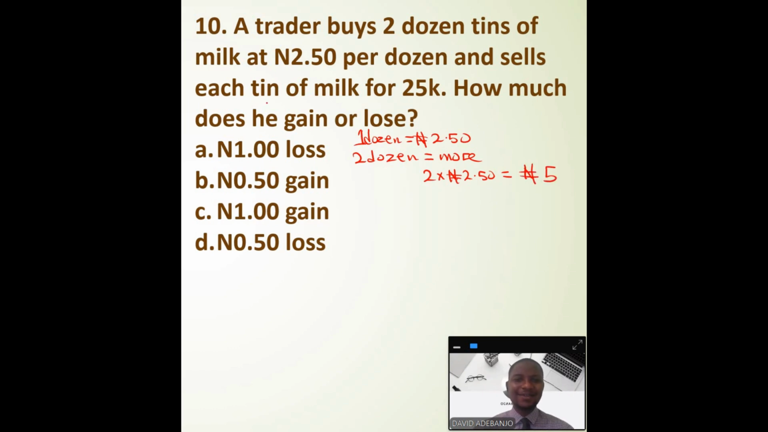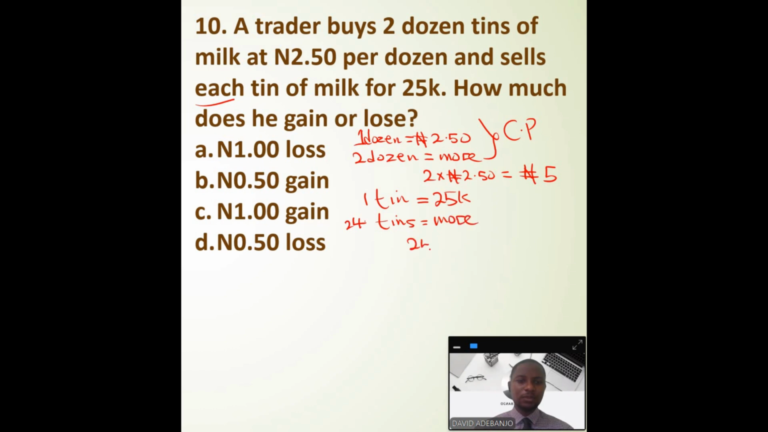Then I say, and sell each tin. So what we have done here is just the cost price. Now, for the selling price, they say one tin. So it's not selling in dozen because he bought in dozens. One tin, they said, is 25 kobo. Then I need to find the equivalent of 2 dozen. And 2 dozen is 24 pieces. That's 24 tins, which you know is going to be more.